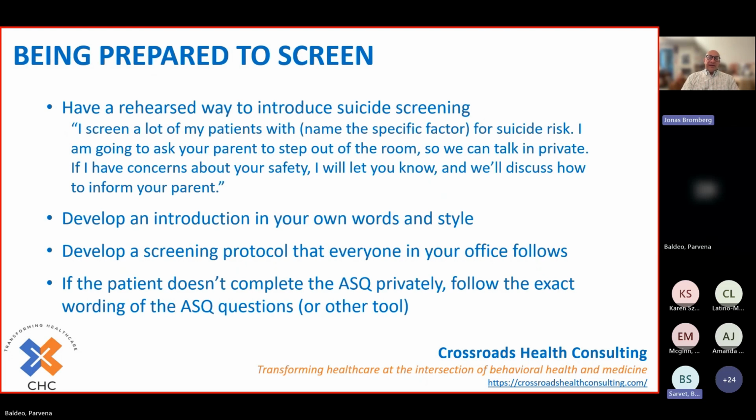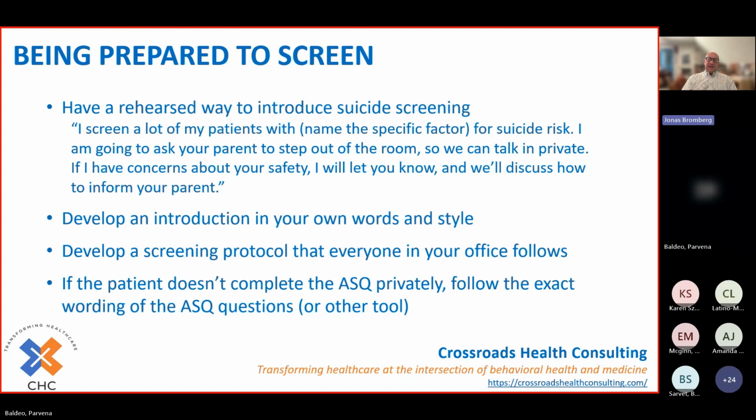And the best way to begin is to be prepared. I would encourage all of you to have some sort of rehearsed way, a script to kind of introduce screening to your patients, quick and easy, consistent. I would encourage you to develop this using your own words and style, and develop it as a team. Consider developing a way of introducing this and a protocol for doing this that's used consistently by everybody in your office, so that they're all doing it largely the same way in a reliable manner.